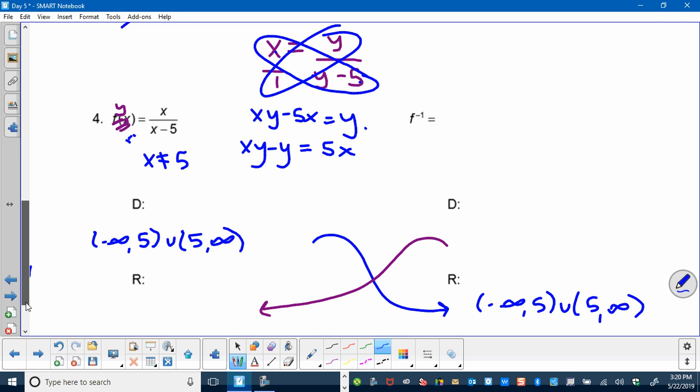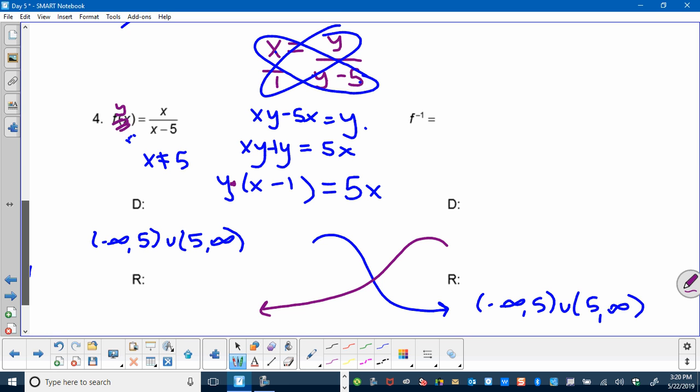So I'm going to factor it out. Okay, if I factor out a y, aren't I going to have a y almost alone? So anytime you have two pieces with y, you want to factor it out. So when you factor that out, you have x minus, don't forget that 1, left over, and that's equal to 5x. Okay, remember, this is multiplication.